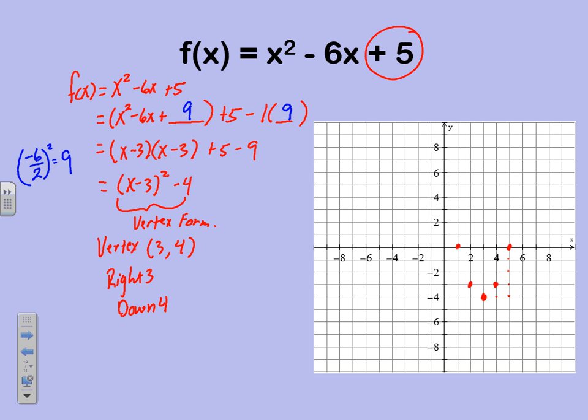So if I go to the right 3 spaces, well, 3 squared says I go up 9. So 1, 2, 3, 4, 5, 6, 7, 8, 9. And if I go the same amount on the left side, well, that hits me right there where the y-intercept says it should be.